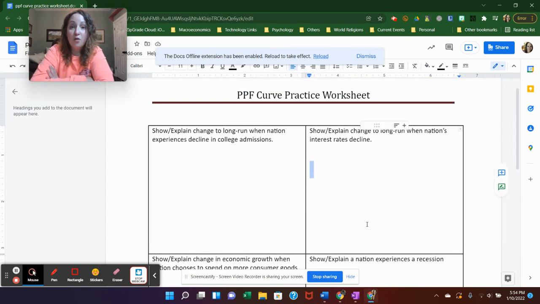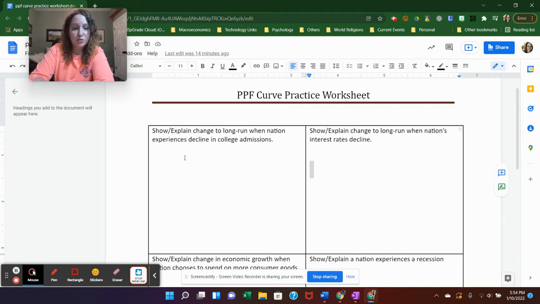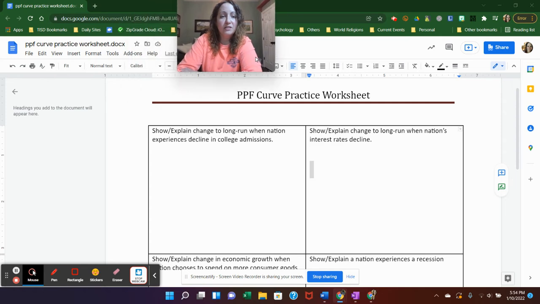So we are going to go over the answers, or what you should have put as the answers. So remember, the PPF curve, which stands for the Production Possibilities Frontier Curve, is going to be a graph that shows what you can possibly produce with the resources that you have. And so we're going to have a default graph.